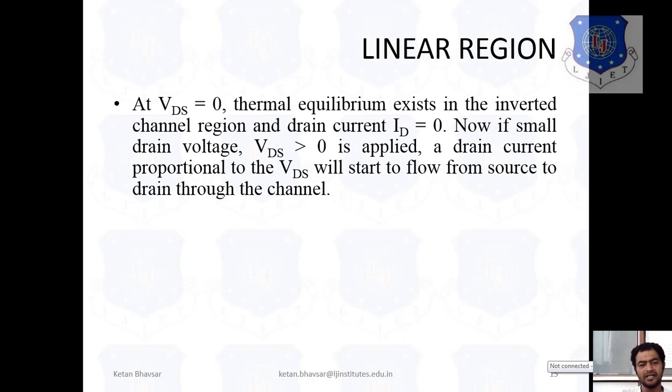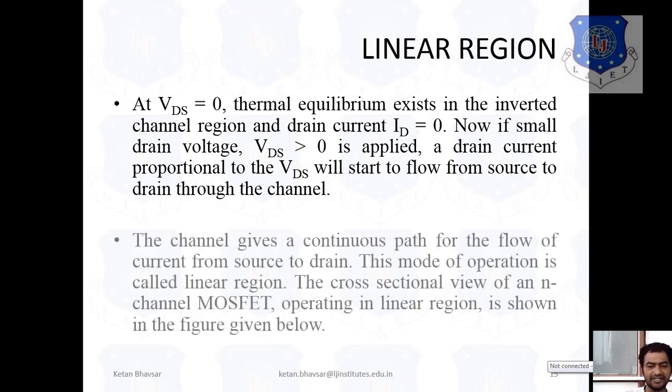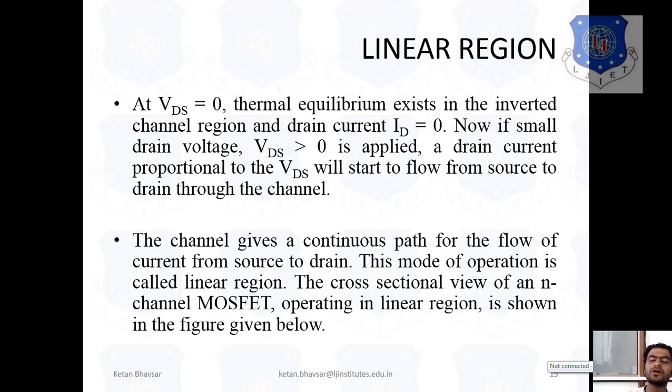Now what is linear? At VDS equal to 0, thermal equilibrium exists in the inverted channel region and the drain current ID is equal to 0. Now if a small drain voltage VDS greater than 0 is applied, the drain current, proportional to VDS, will start to flow from source to the drain terminal. The channel gives a continuous path for the flow of current from source to drain, and this mode of operation is called the linear region, when the channel actually starts to form.